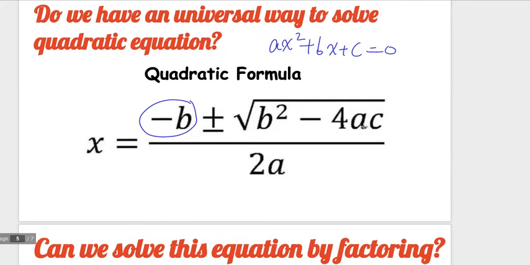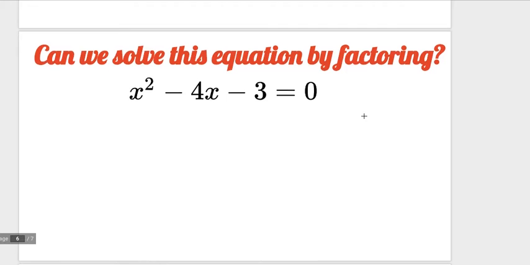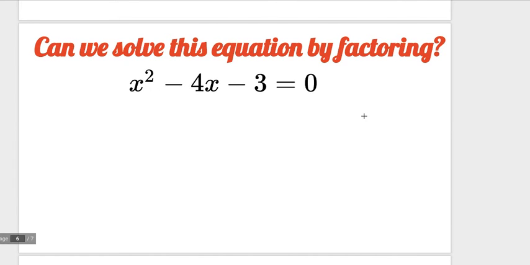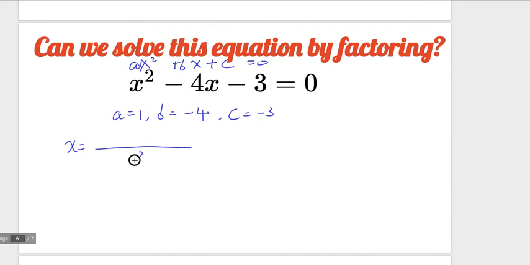So let's see how we use it. Let's go back to the equation we had before. First, this indicates ax squared plus bx plus c equals 0. In this case, a is an invisible 1, you're right. b is -4. Do not forget the sign of the number. c is -3. So now I just need to put these into the formula.